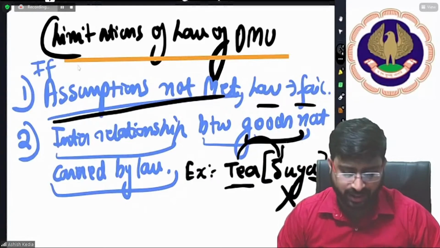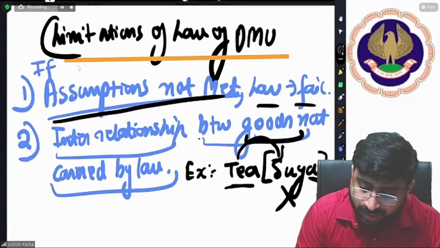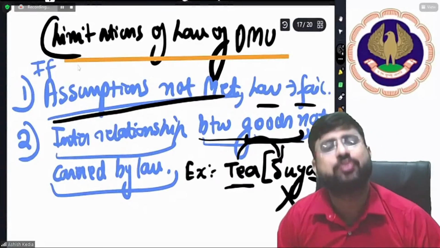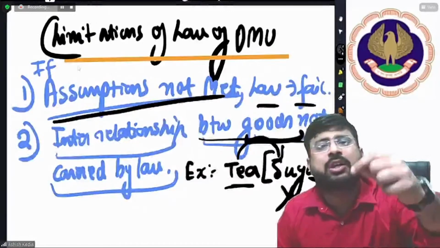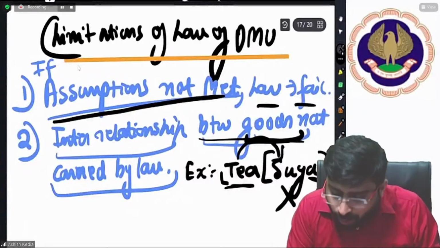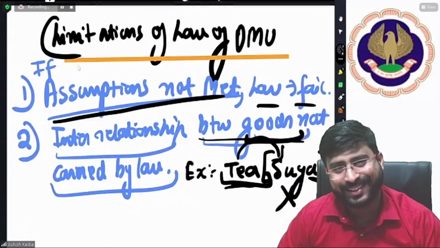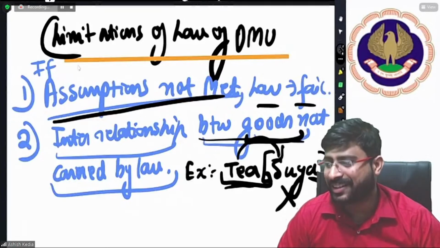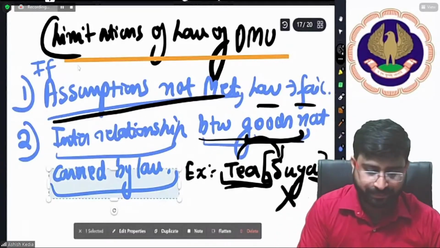So the limitation of law of DMU is that interrelationship between goods is not covered. What is law of DMU saying? That when you consume more and more, your additional satisfaction will keep on falling. But here, from the first unit only, I don't like the commodity because there is no sugar in it. Isn't it? Yes, sir, we have understood.